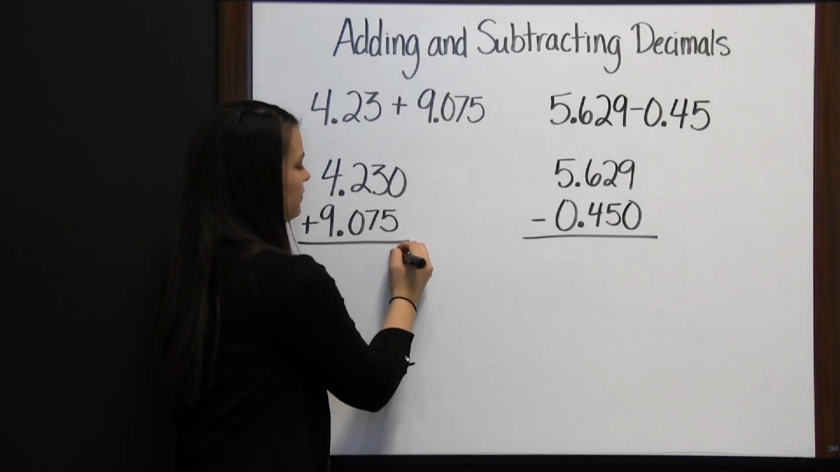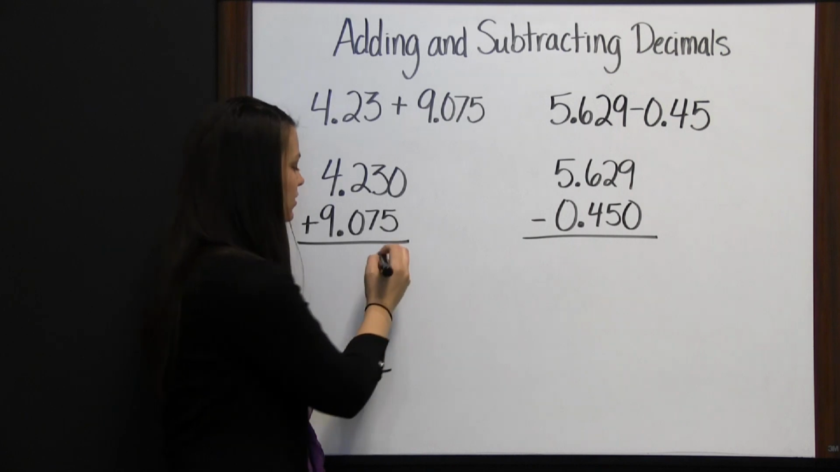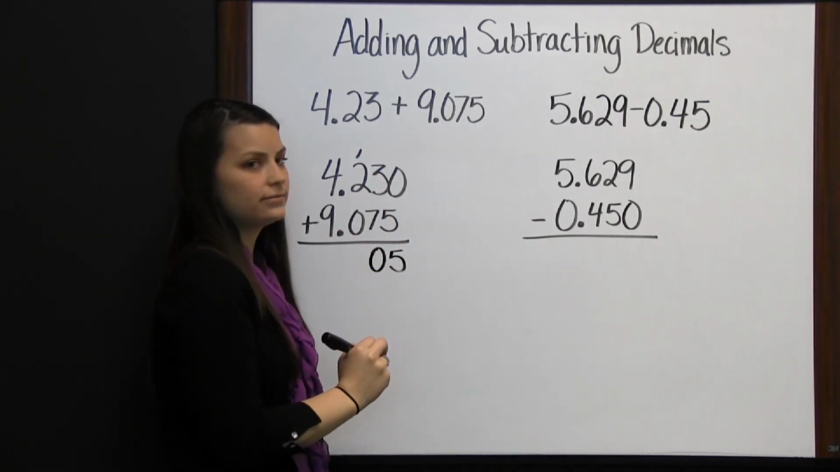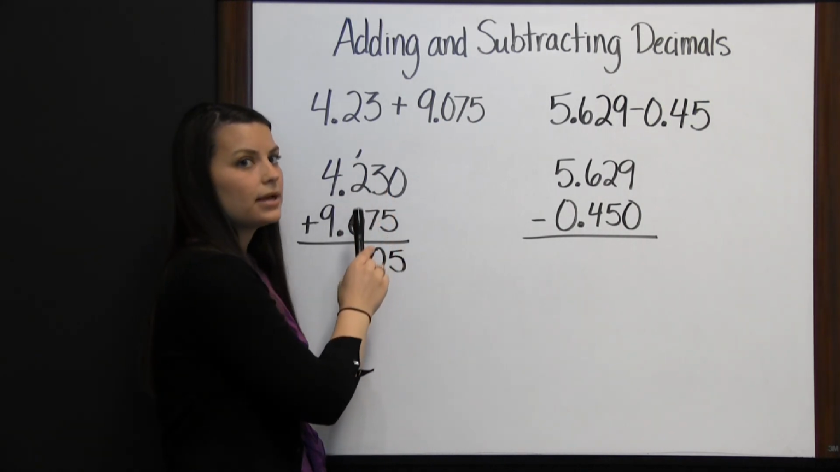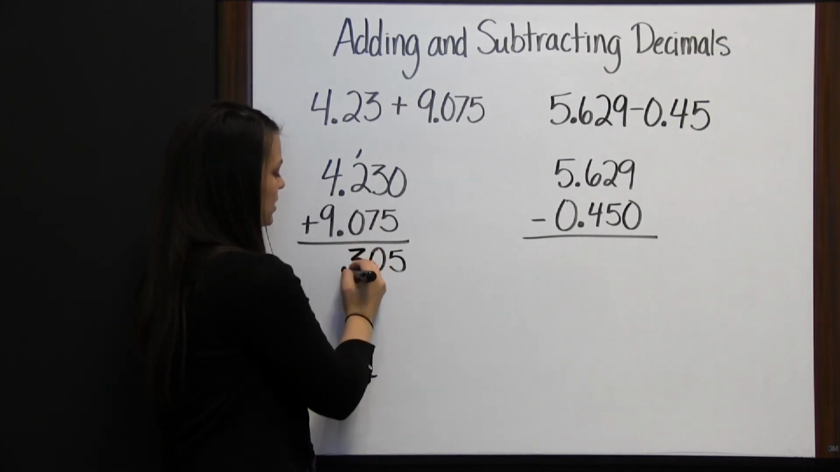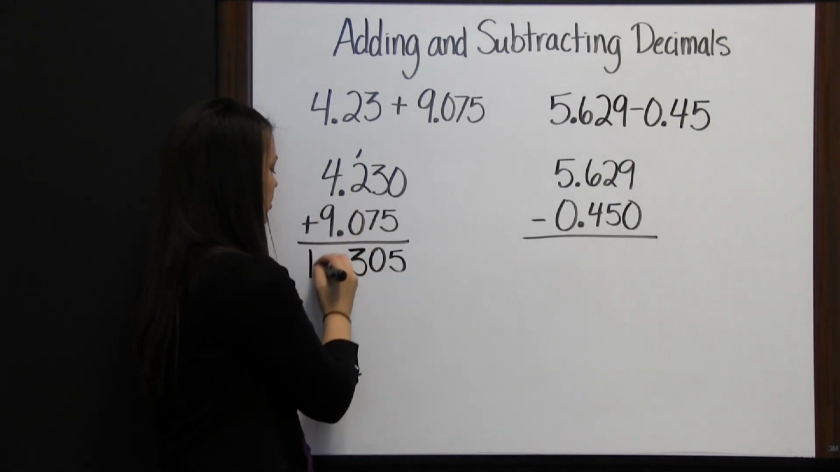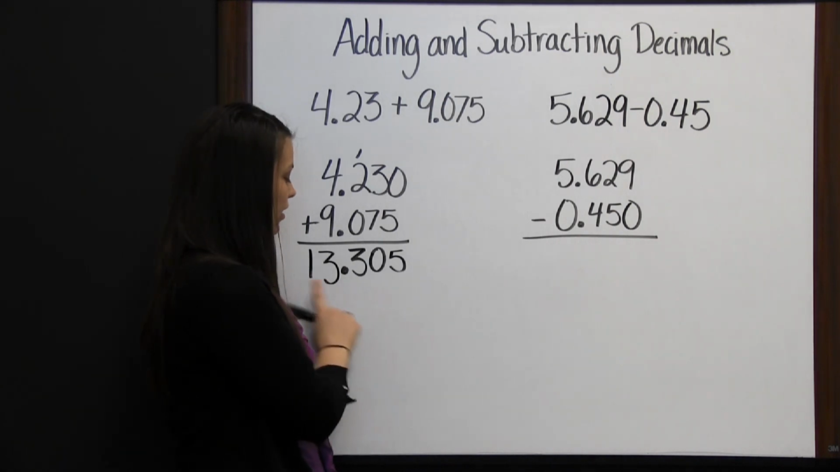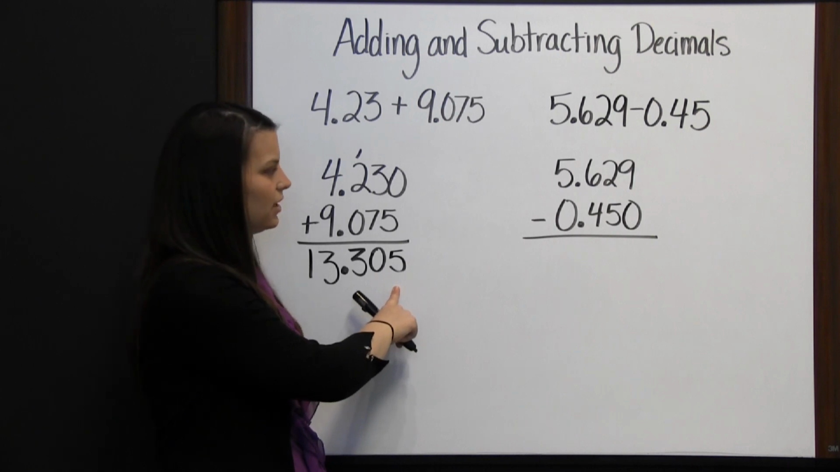0 plus 5 is 5. 3 plus 7 is 10. So write your 0, carry your 1. 1 plus 2 is 3, plus 0 is 3. Bring that decimal down. 4 plus 9 is 13. So our answer, or our sum, is 13 and 305 thousandths.